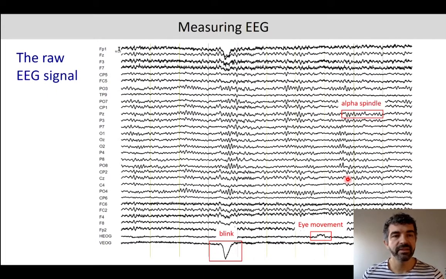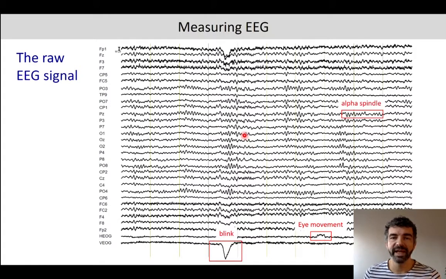Okay, here you can see the raw EEG signal. So this is an EEG signal we're measuring from these electrodes over a period of time. 1 second is between two of these thin black lines here. And what you can see is what I've already shown you in the first EEG recording by Hans Berger, these alpha spindles. So these 8 to 13 hertz waves, very rhythmic.